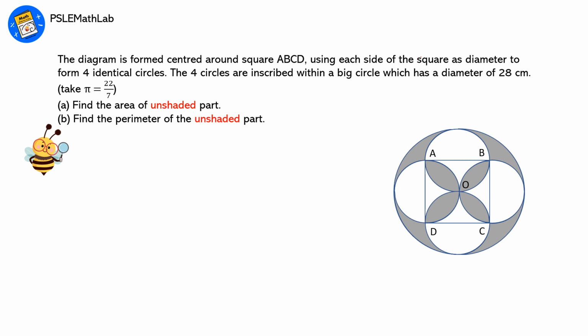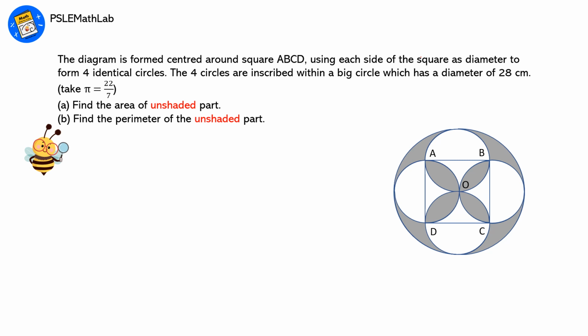The diagram is formed centered around square ABCD, using each side of the square as diameter to form 4 identical circles. The 4 circles are inscribed within a bigger circle, which has the diameter of 28 cm. Take pi equals to 22/7. Find the area and perimeter of the unshaded part. If you would like to give this problem a try, please pause this video now.